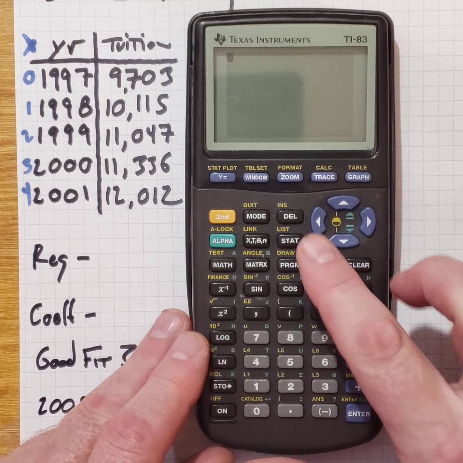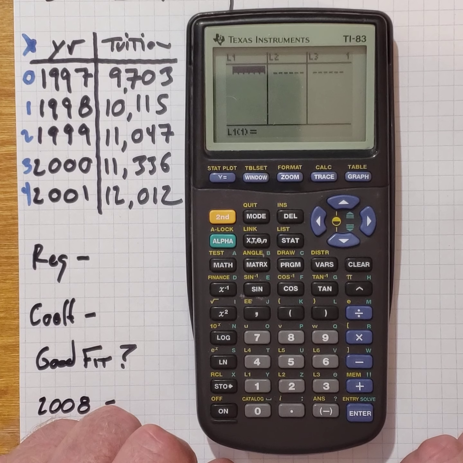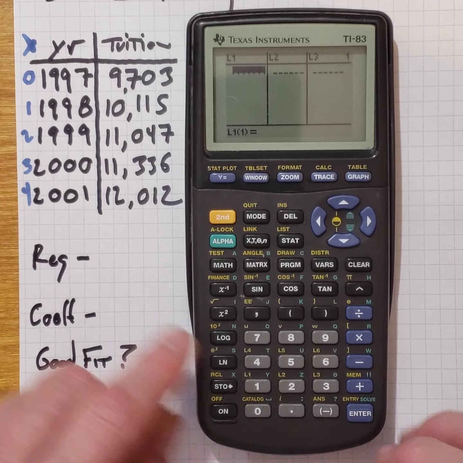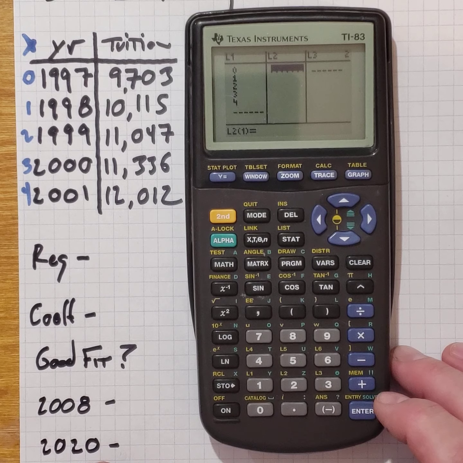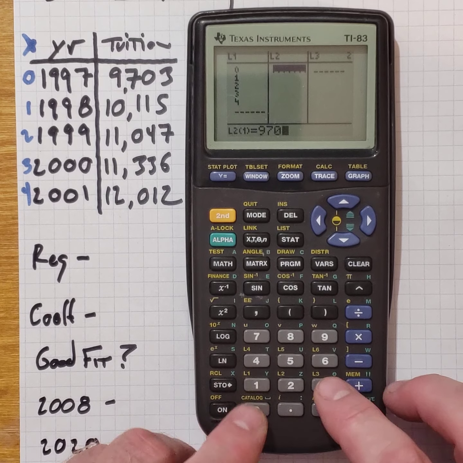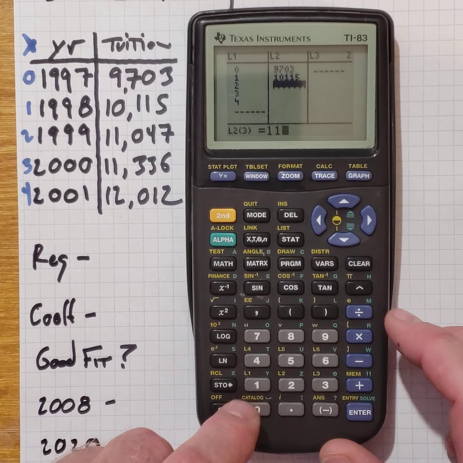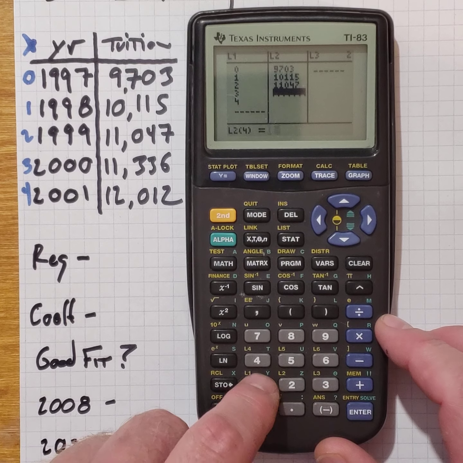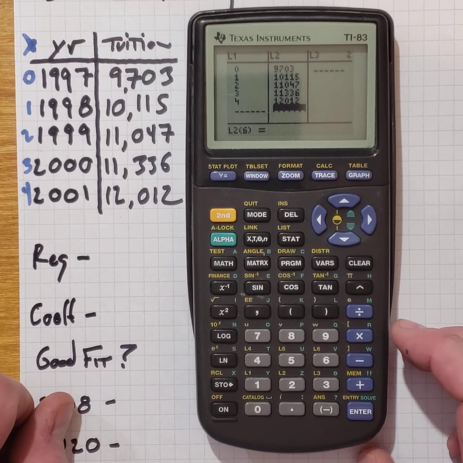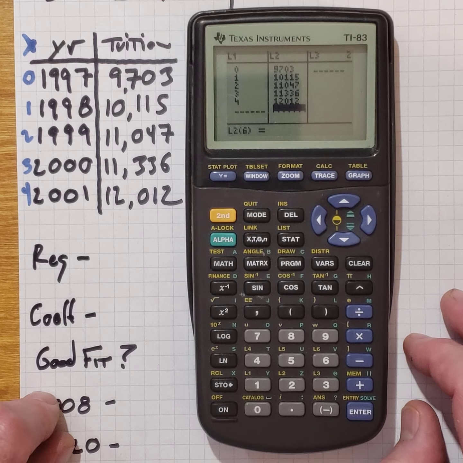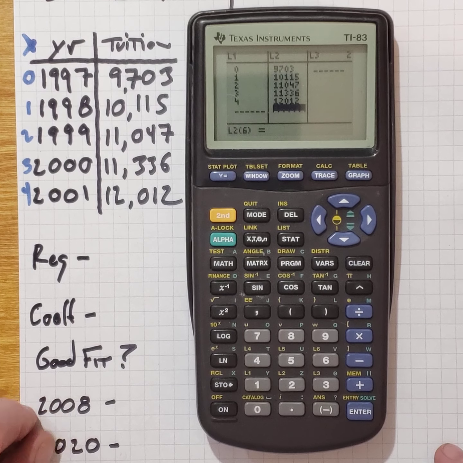So to put this in, go to Stat, Enter to choose Edit, and that brings you to your lists. You're going to put the year in list 1, and then arrow over and put the tuitions, 9703, in list 2, 10115, etc. Be careful to type them in correctly, and also make sure you've got the same number in each list. If the lists aren't the same length, this won't work.